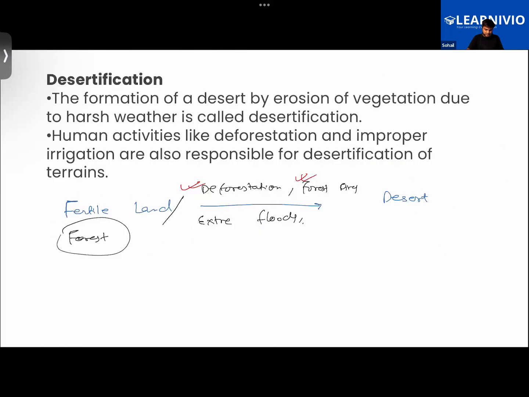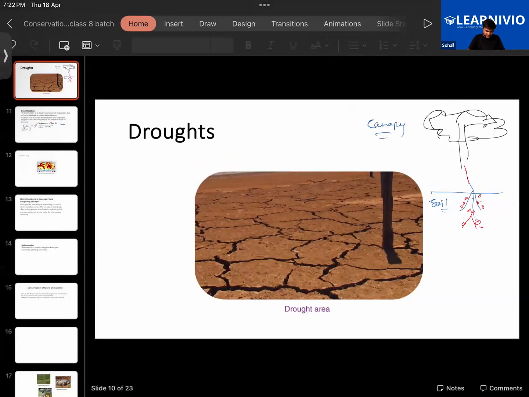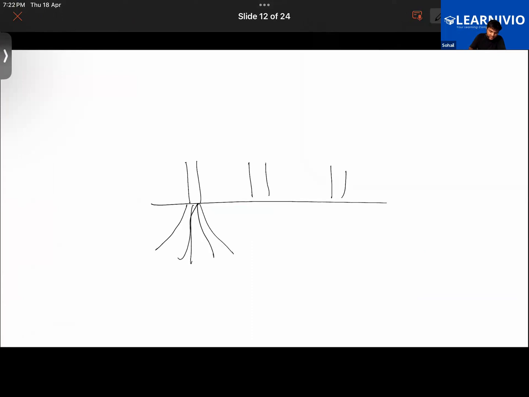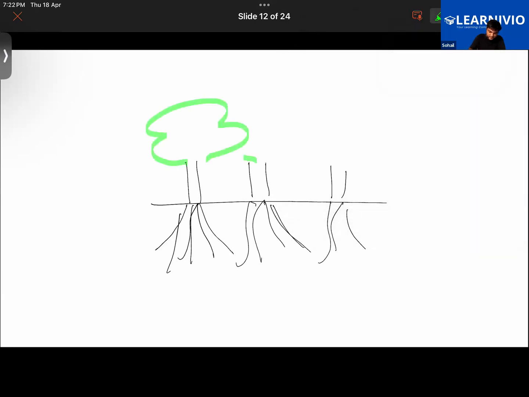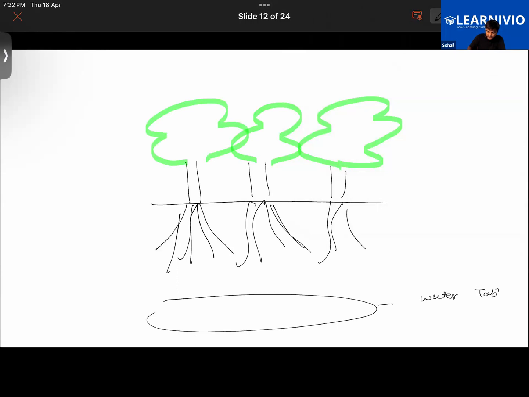One minute. So basically, what is happening in this case? Suppose these are the dense forest. These are the trees with longer and thicker roots like this. And this here is the water table, basically the depth at which groundwater is found.